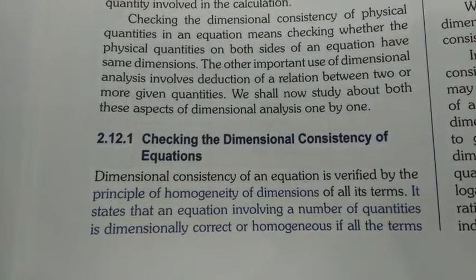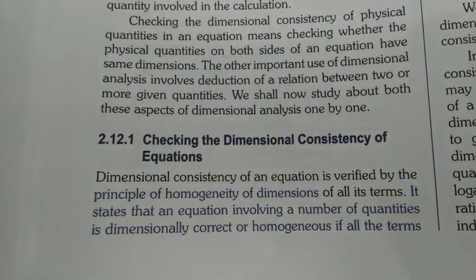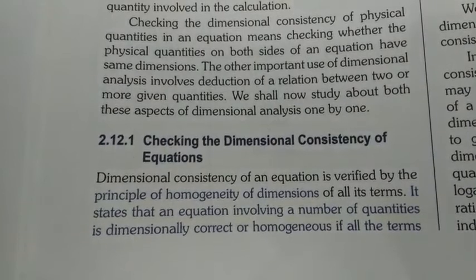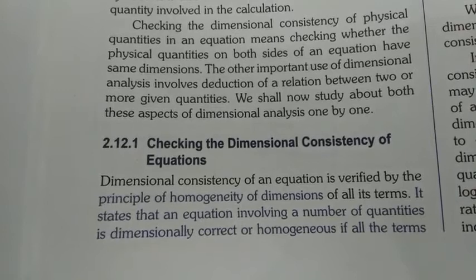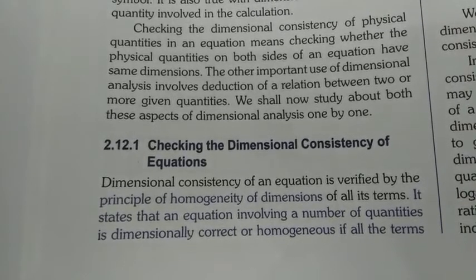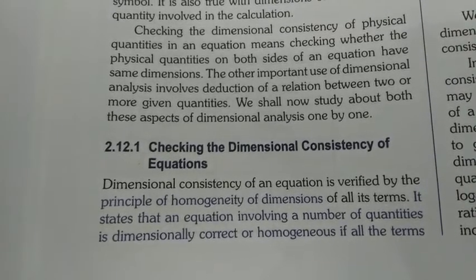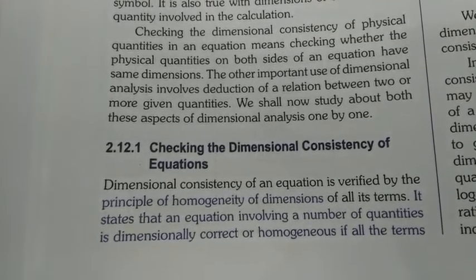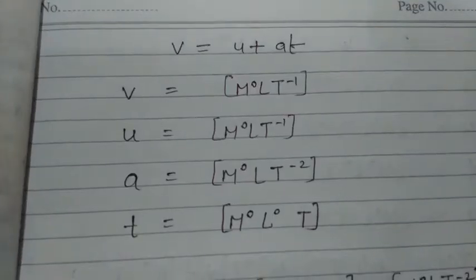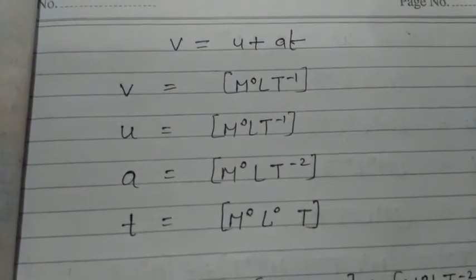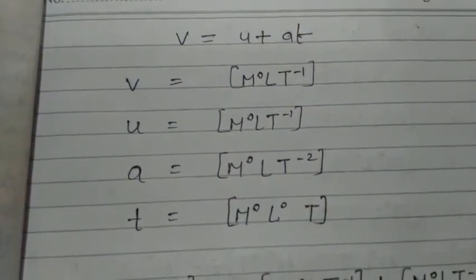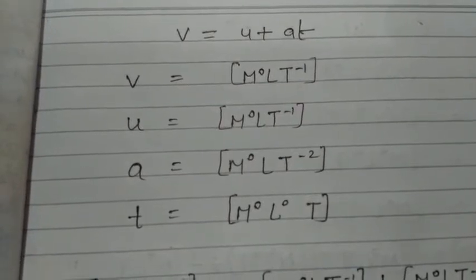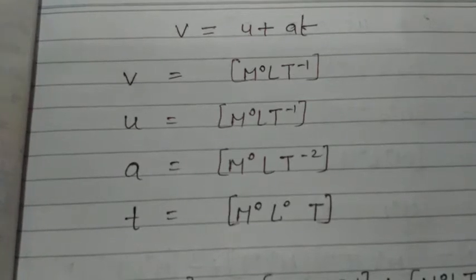First application of dimensional formula, that is checking the dimensional consistency of equations. Actually, we have so many types of physical equations. So when we have to check whether the given equation is correct or not, we can do that with the help of dimensional formula. Here in front of you there is a very easy equation. This is the first equation of motion, v equals u plus at. Now we will check whether this equation is correct or not.